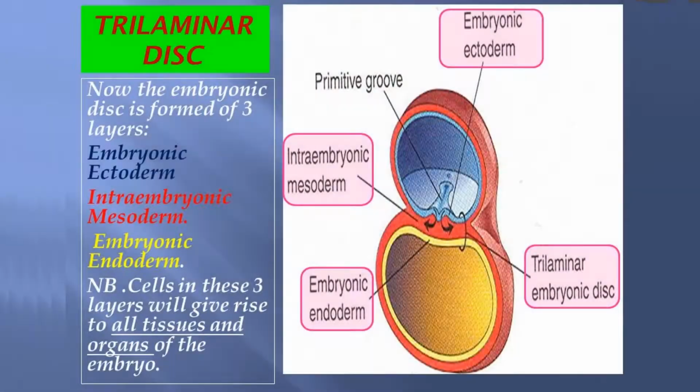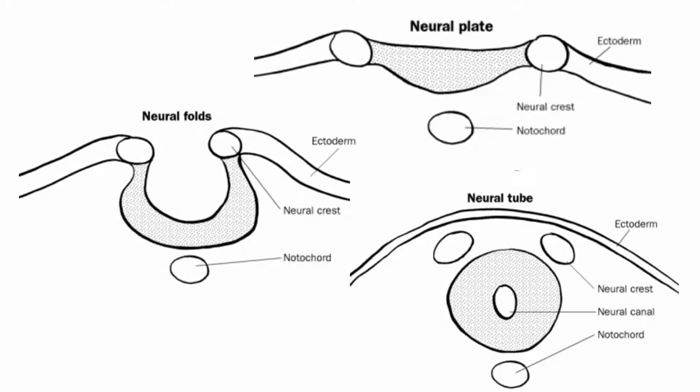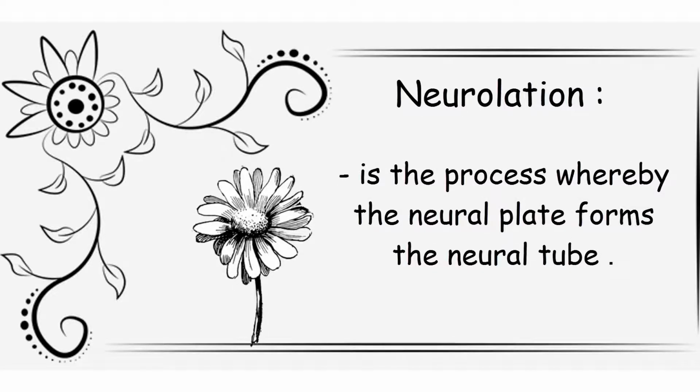At the beginning of the 3rd week of development, the ectodermal germ layer has the shape of a disc that is broader in the cephalic than in the caudal region. Then the ectoderm thickens and forms the neural plate. Cells of the plate make up the neuroectoderm, and their induction represents the initial events in the process of neurulation. Neurulation is the process whereby the neural plate forms the neural tube.